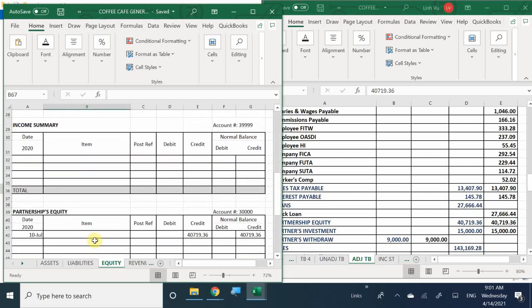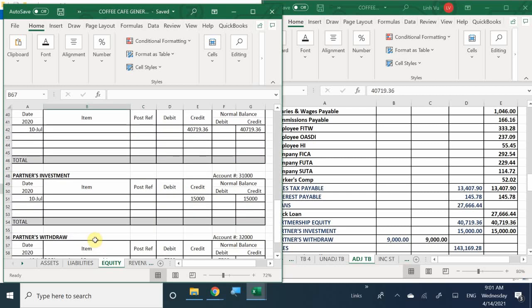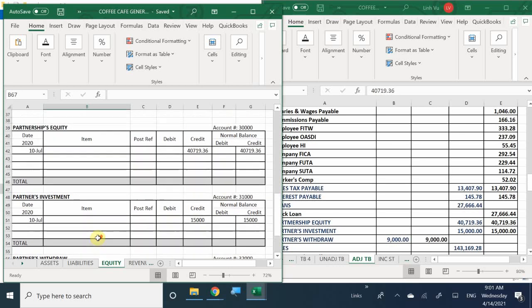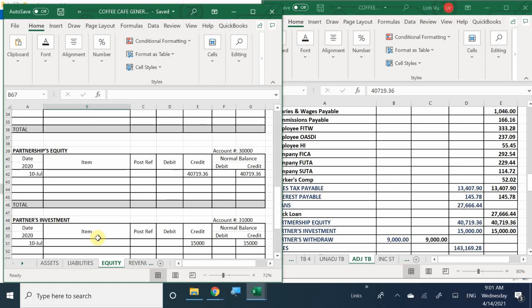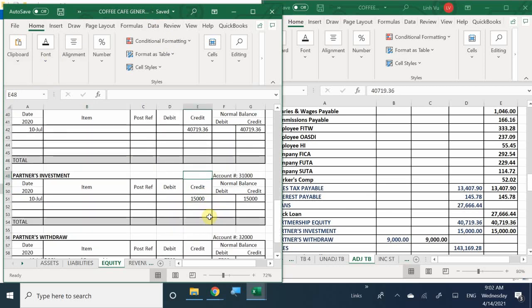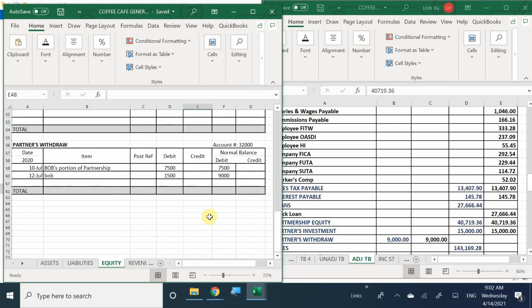So here we are. I closed out all of those. All we have left is just our partner's investment, or partnership equity, right? Did that change? No. We have our partner's investment for 15,000. Did that change? No. And last but not least, we have our partner's withdrawal. Did that change?